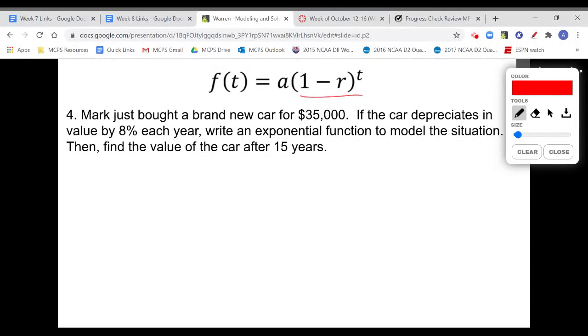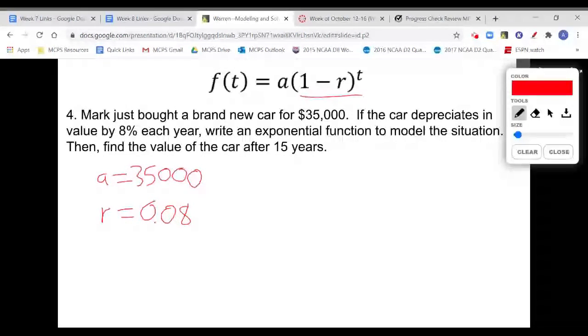But as I approach this problem, I'm looking at Mark just bought a brand new car for $35,000. So that's the initial value, how much he bought it at. And then it says, if the car depreciates in value by 8% each year, write a function to model the situation. So I see the rate is 8%. 8 divided by 100 is 0.08. So I know that's my rate.